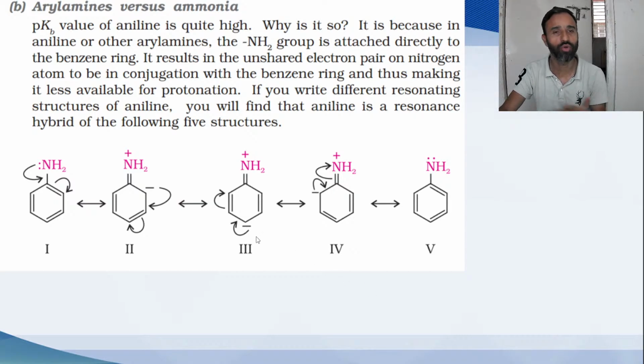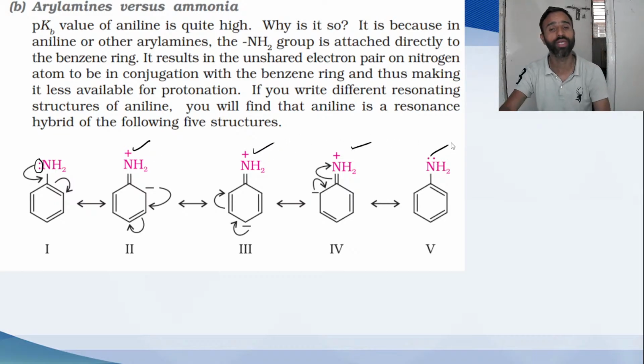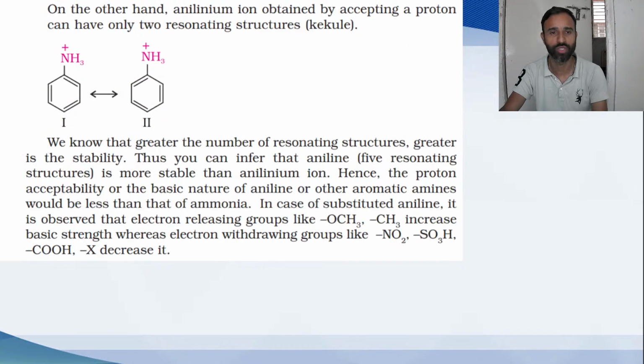Aryl amines are weaker bases than ammonia because the lone pair is involved in conjugation. So nitrogen gets a positive charge in most of the resonating structures. So the lone pair is less available for donation in aromatic amines, and only 2 resonating structures are possible.